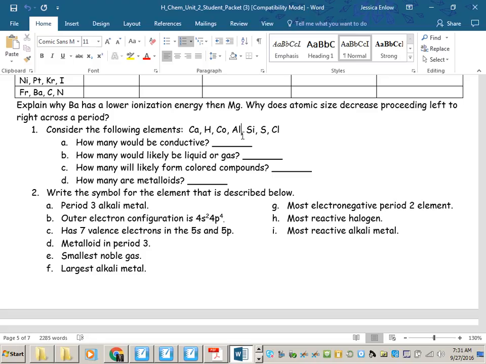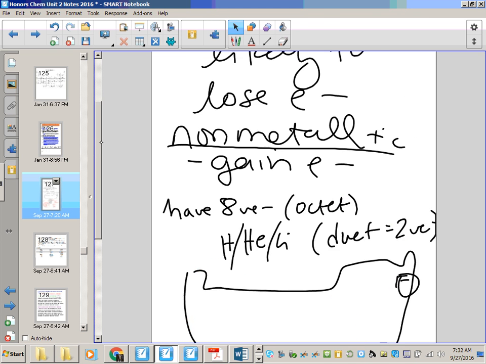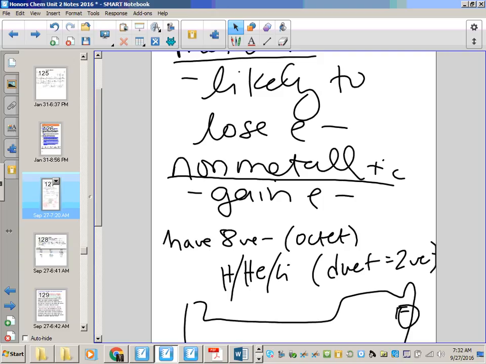Question 2H. Most reactive halogen. Okay, so again, halogens are nonmetals, right? So me saying most reactive halogen is the same thing as me saying most nonmetallic, because most nonmetallic means it wants to gain electrons. If you're reactive, generally it's because somebody's getting electrons, guys. That's all reactive means. Either you're getting them or you're giving them. So which one's the most nonmetallic in the halogen group? Fluorine. Right.